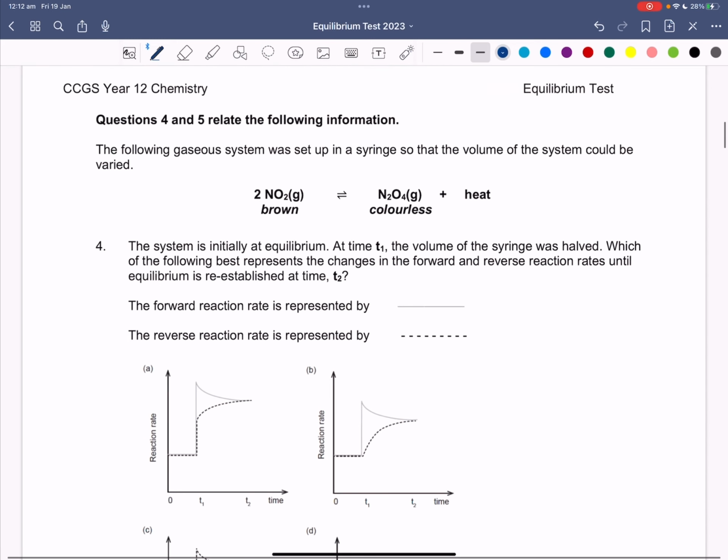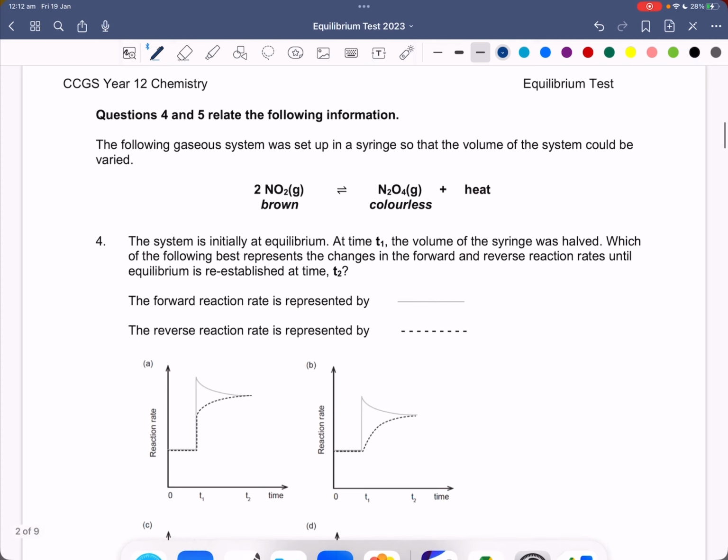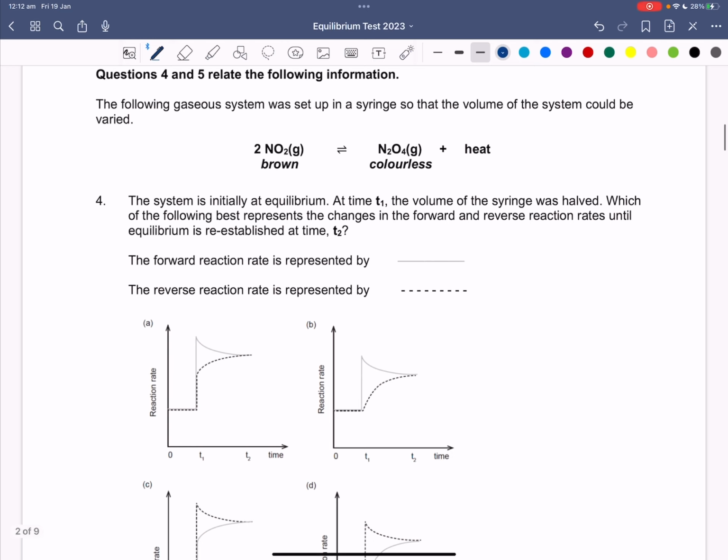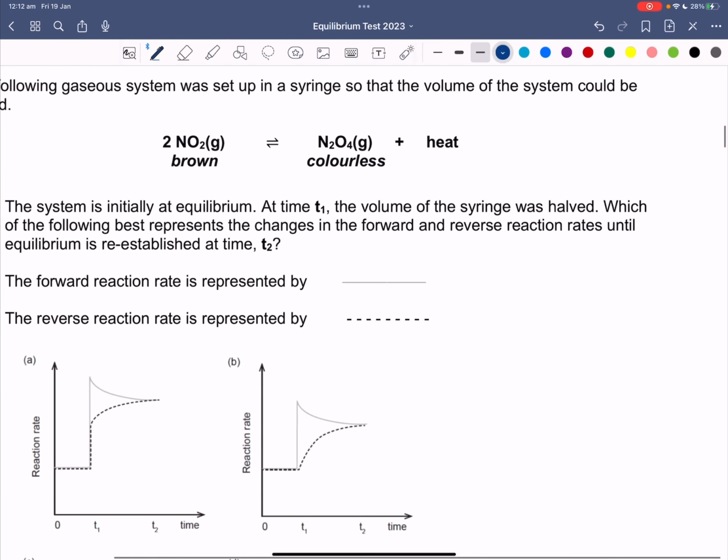Next one. The following gaseous system was set up so that the volume of the system could be varied. The system is initially at equilibrium. At time T1, the volume of the system was halved. Okay, so there was a decrease in the volume. Specifically, it was a decrease in the volume of a gaseous system. Now, what does a decrease in volume mean?